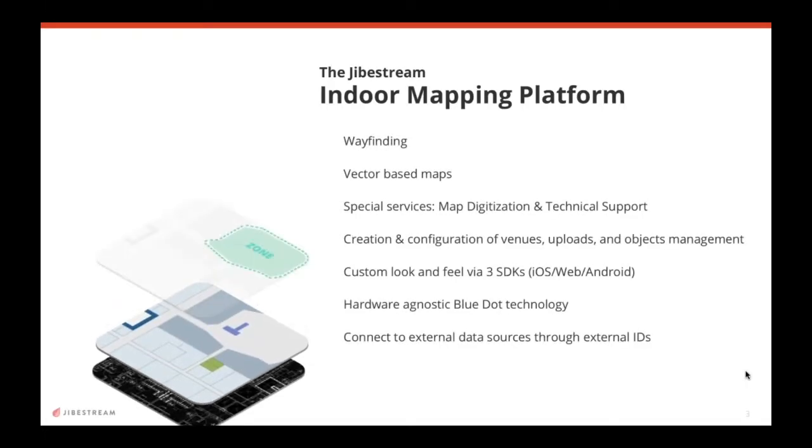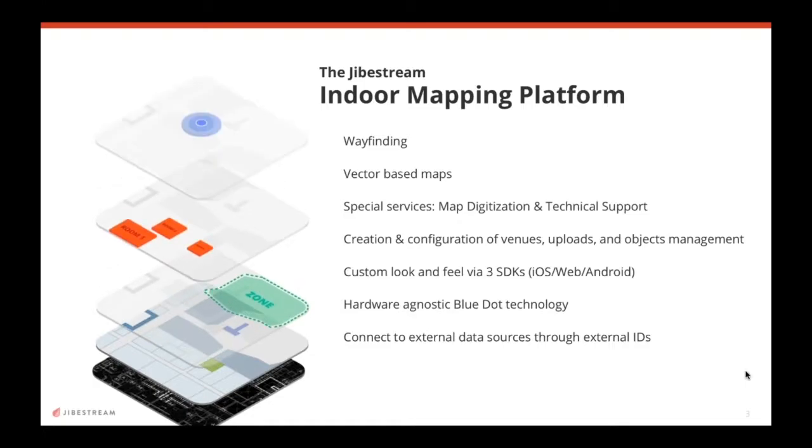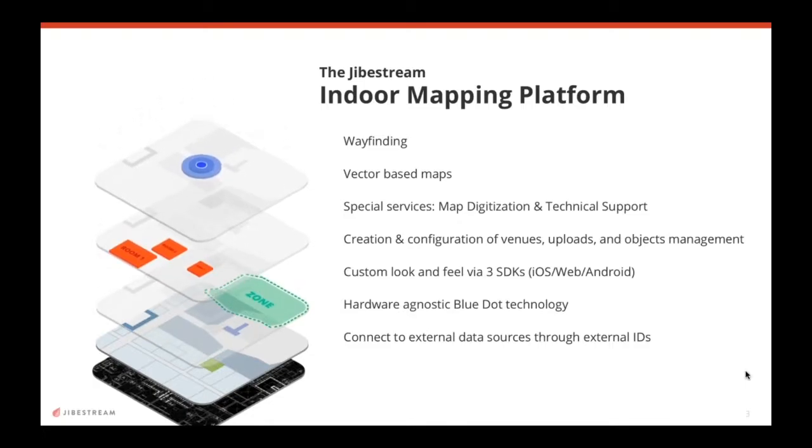Okay, so what is Jibestream? So some of you may not be familiar with what Jibestream does, so I'm just going to give you a quick overview. So Jibestream is a flexible indoor mapping engine, and essentially what we do is we empower your developers to build out whatever indoor mapping use cases you may have. That could be wayfinding, that could be asset tracking, that could be rendering spatial data onto a map, whatever that may be. And we also have a CMS which allows you to manage all your mapping data. So with Jibestream, you get a whole bunch of stuff, and Meg's going to go over what that includes.